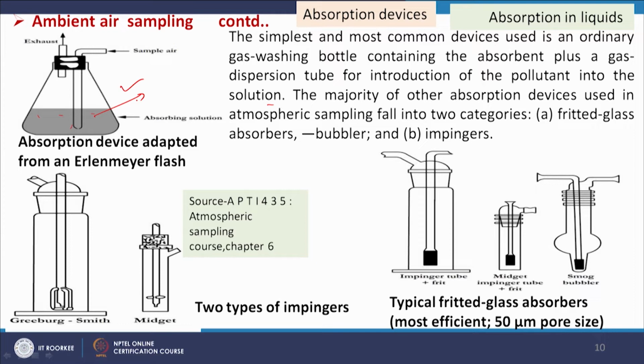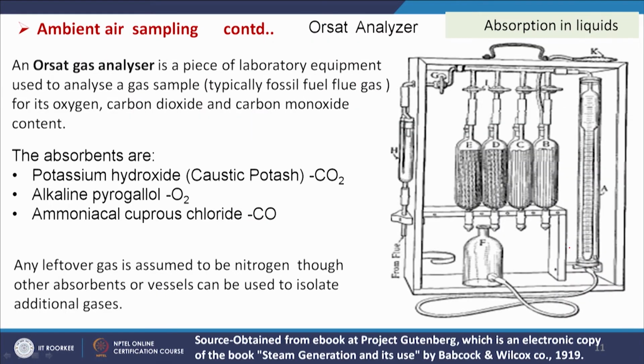Other types of devices which are used for this purpose may be a fritted glass absorber and bubbler and impingers. So, as shown here, these are impingers, and here impingers, but fritted glass. So, this part is in addition. If we compare this, this part is the fritted part. That is called fritted glass absorber and impingers. So, these are the different equipment or devices which are used for this purpose.